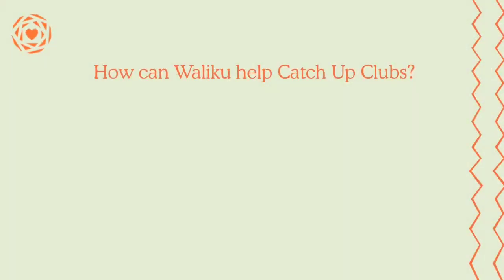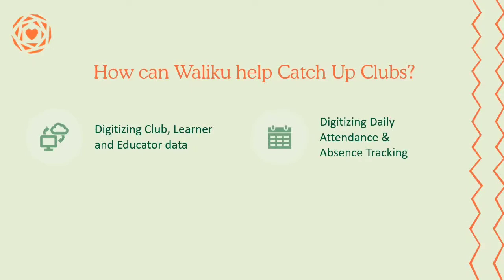Waliku can help catch-up clubs at each stage of their program cycle. We digitize basic enrollment statistics on clubs, learners, as well as their educators, who could be coaches, learning facilitators, or mentors. Waliku also captures routine attendance and absence data through tools that import historical data or track in real time. Data captured on learner outcomes helps with the task of progressing learners from one club level to the next and tracking promotion and also graduation rates.